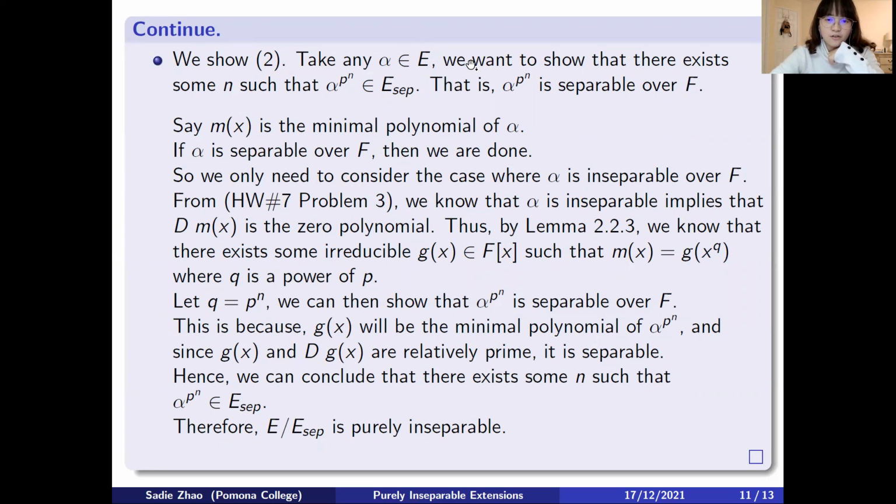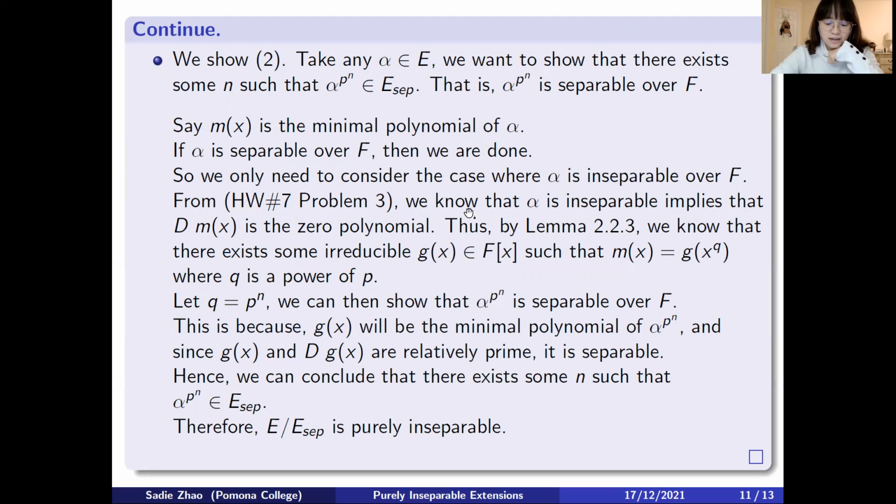So take any alpha in E. We want to show there exists some n such that alpha^(p^n) is in E_sep. In other words, alpha^(p^n) is separable over F. So let m be the minimal polynomial of alpha. If alpha is separable over F, then we are done because we can just choose n equal to 0. So we only need to consider the case where alpha is inseparable over F.